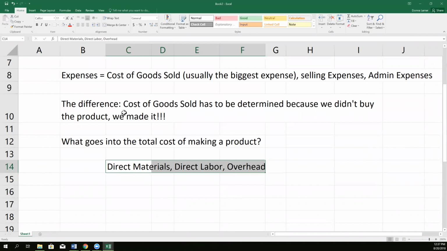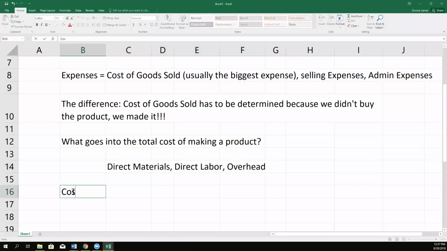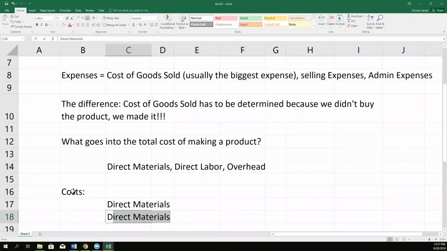Remember, we only want to know how much direct material was used in the products that were sold, not all the ones that we made, because we might have made a ton and only sold a small portion of those. So there's our kicker, trying to keep track of those things. The chapter opens with this discussion of costs. And costs can include direct materials, the same things we just talked about.